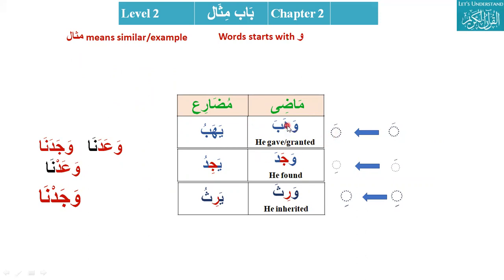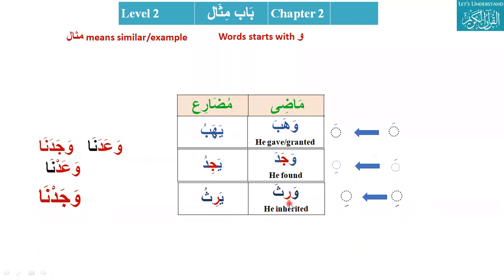The first case is Wahaba yahabu. This is zabar zabar. We have to see the second letter, just leave the first one, waw. There is a zabar, and then the same letter ha in the mudare also has zabar. Zabar zabar, wahaba yahabu. Then we have the second case, wajada yajidu, zabar zer. And then the third case, waritha yarithu, zer zer.